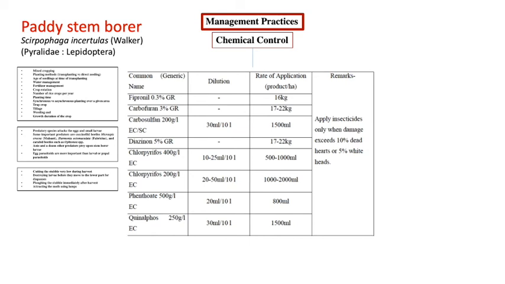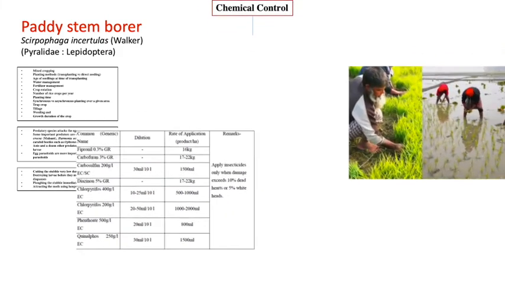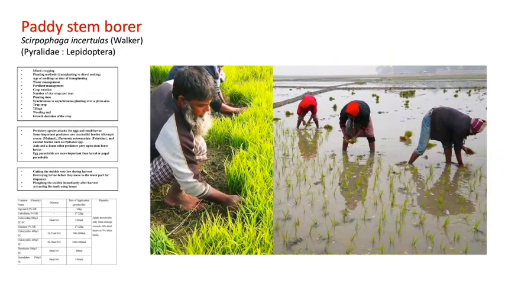So, there is a list of chemicals that can be used against the stem borer in rice plant. So, this was all about stem borer of rice crop. Take care.